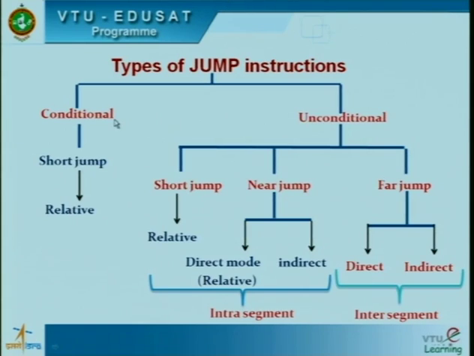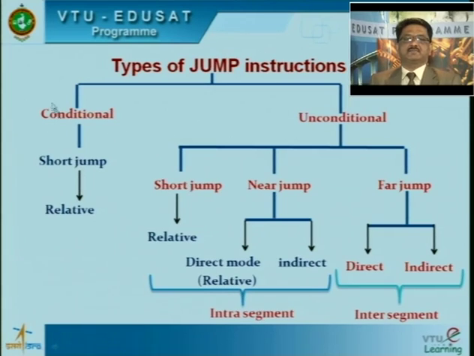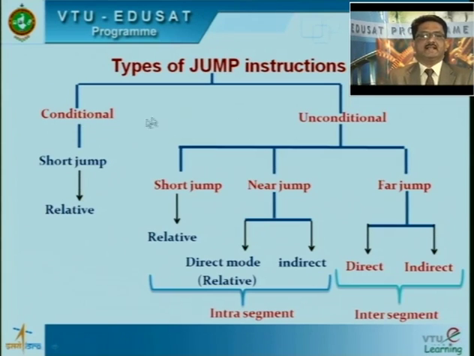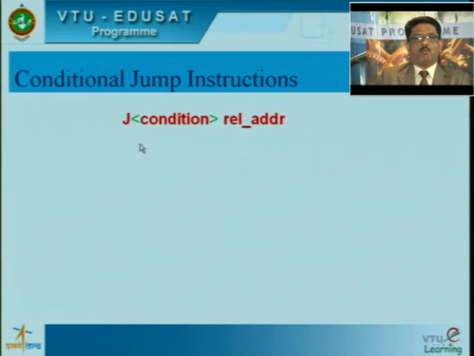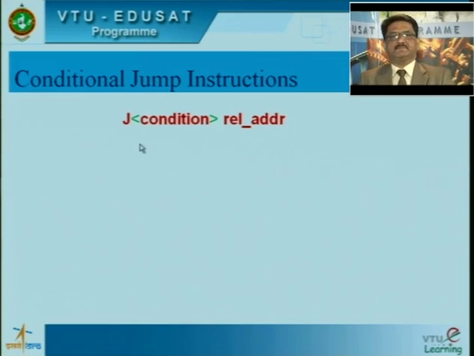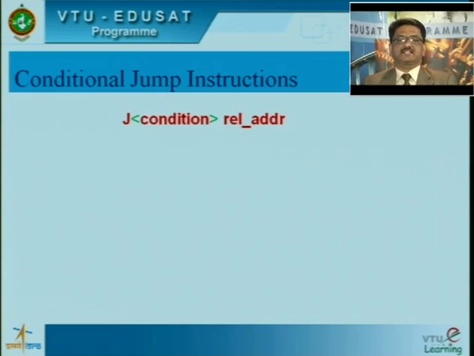Today we shall proceed further with conditional branch instructions. And my dear students, remember, conditional branch instructions are always short jumps. So if it is a short jump, obviously they are intra-segment jumps. So generally we don't have inter-segment jumps with respect to conditional jump instructions. Now, what is this conditional jump instruction? What is the difference between an unconditional jump instruction and a conditional jump instruction?